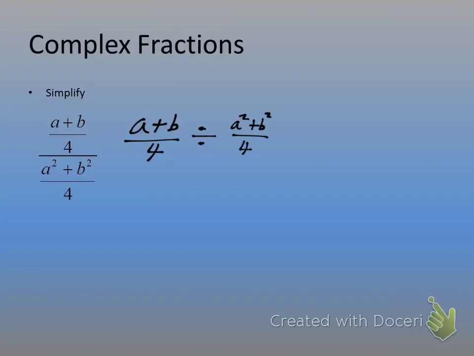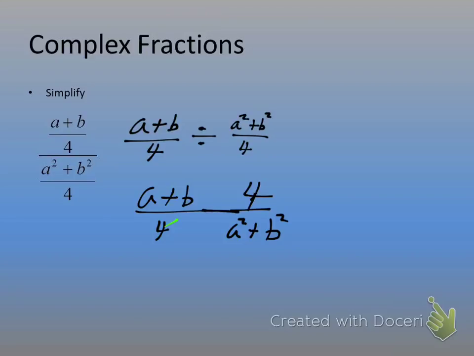So after you set that up, we're going to flip that fraction on the back end: a plus b over 4 times 4 over a squared plus b squared. Multiply them fractions together like that. Where's my dot there? So put them together.